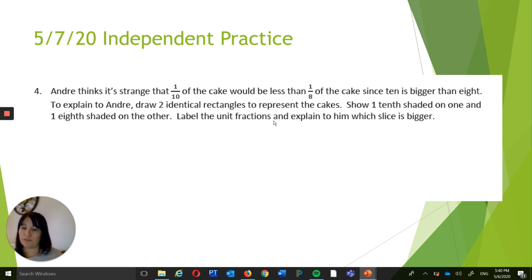Take a picture of your work and send it to your teacher. Either text it to me or email it to Ms. Bedford or Mr. Moreno so we can see the great math work you're doing today.